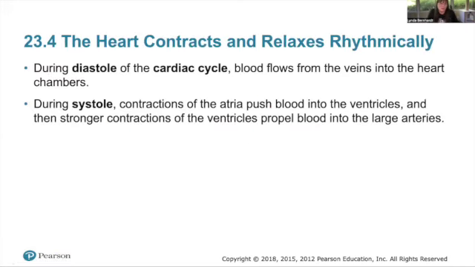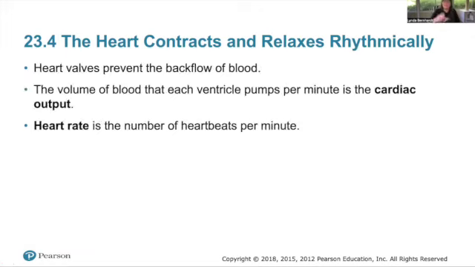We've heard of blood pressure. So we've got diastole and systole. Diastole of the cardiac cycle is the blood flowing from the veins into the heart. The systole is the contractions as it's pushing the blood into the ventricles. I'm going to show you what that means in just a second.